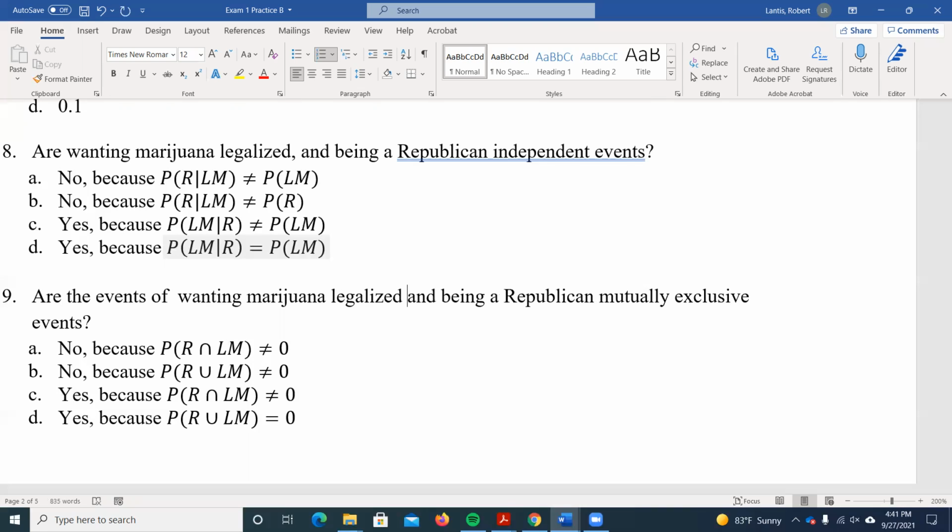I would almost have to say, like, is the event of wanting marijuana legalized and the event of being a Republican independent events. I'd almost have to use something like that. Yeah, I get it. Okay. When we're referring to mutually exclusive, like the definition, this "and" isn't implying what's the probability of this and this, right? We're just saying these are the two events. Are they mutually exclusive?